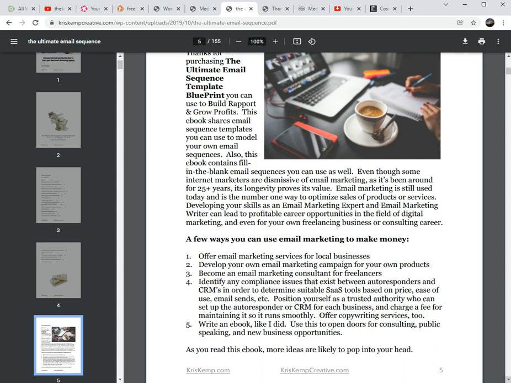What's a SaaS tool? SaaS. It's a software as a service tool. So a SaaS tool might be kind of like a CRM or an autoresponder, but you connect it with a CRM or autoresponder. Now, sometimes there's compliance issues. These might not connect properly. A CRM or an autoresponder might require a certain SaaS tool. So where you could come in is you could find out which SaaS tools work best with which CRMs and which autoresponders.